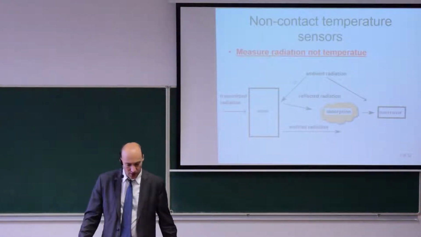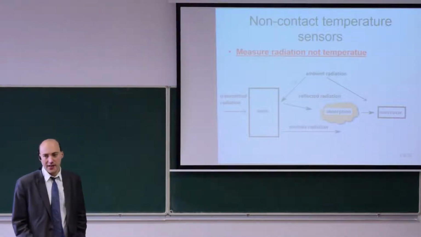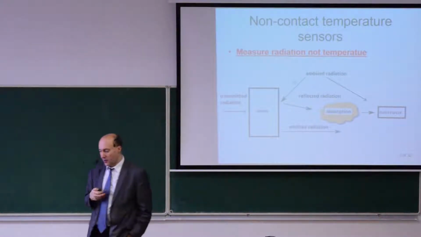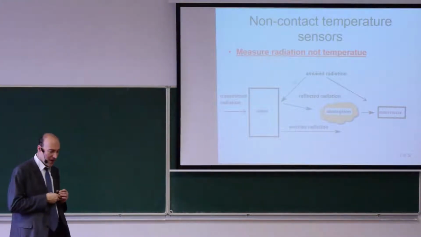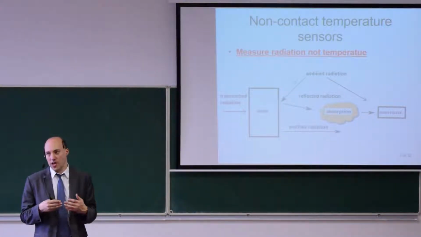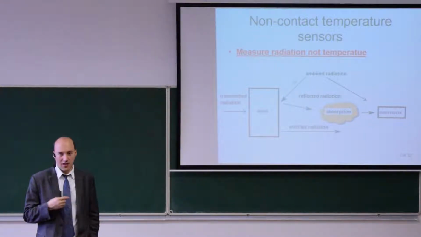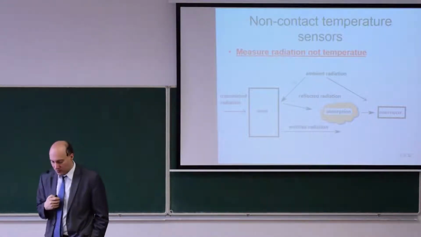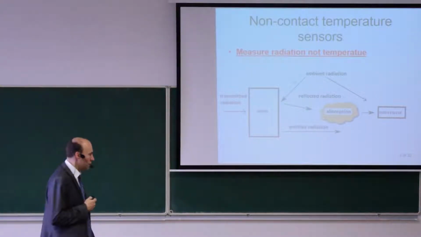First of all, we need to look into the physics that's behind non-contact temperature measurements. All the physics here and all the non-contact temperature sensors are based on measurement of radiation. So we look on the object, we measure how much radiation we receive from the object, and this is proportional to its temperature. However, there are many other effects that will complicate the measurements, and we need to take all those into consideration.